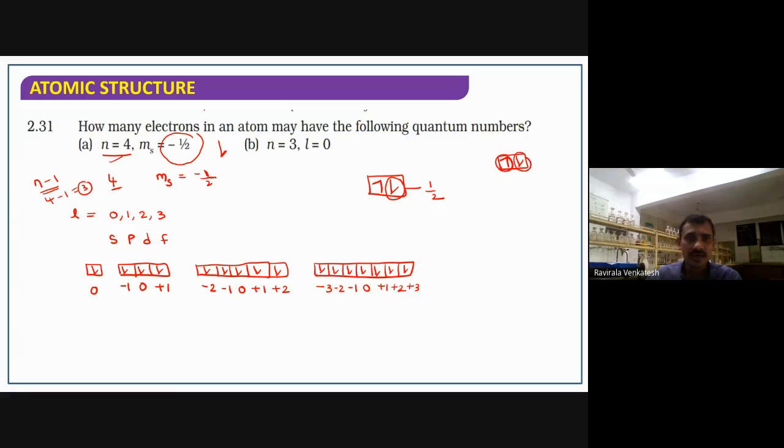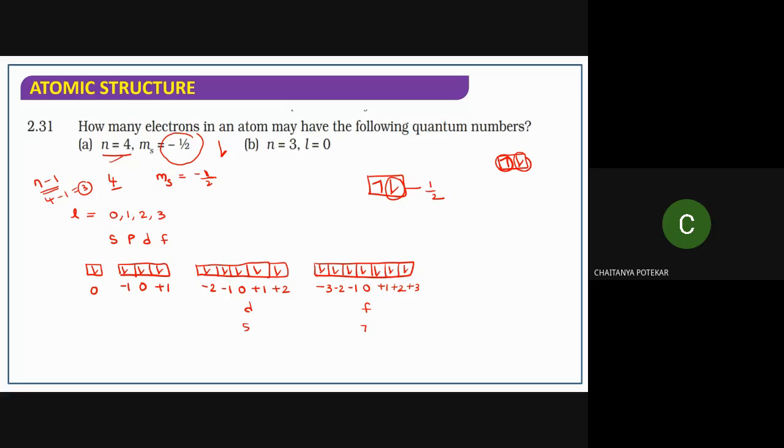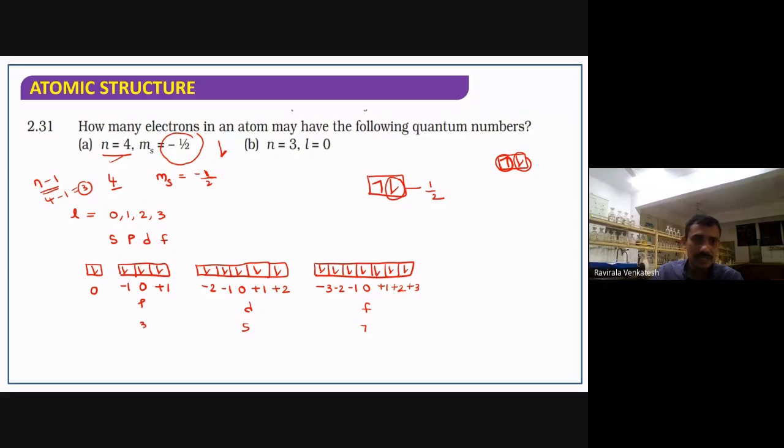They are asking how many ms values with minus half. So how many are there here? In f orbital, you got 7. In d orbital, you got 5. In p orbital, you got 3. In s orbital, you got 1. Now 3 plus 1, 4. 4 plus 5, 9. 9 plus 7 will be 16. The answer is 16 electrons with ms equal to minus half.